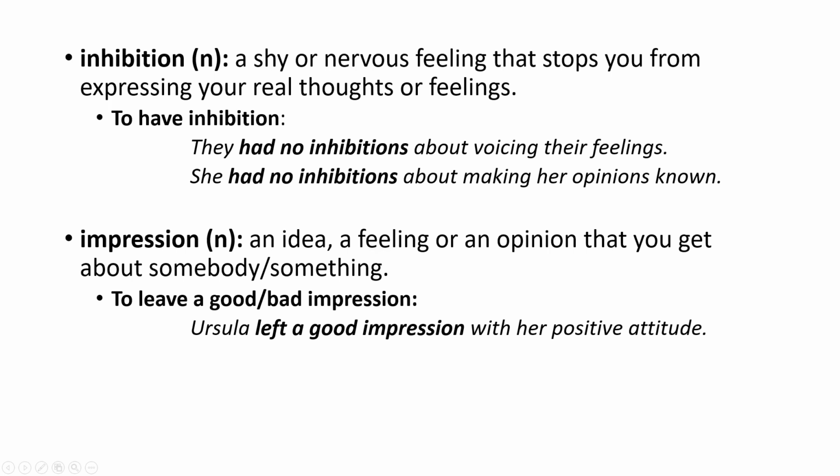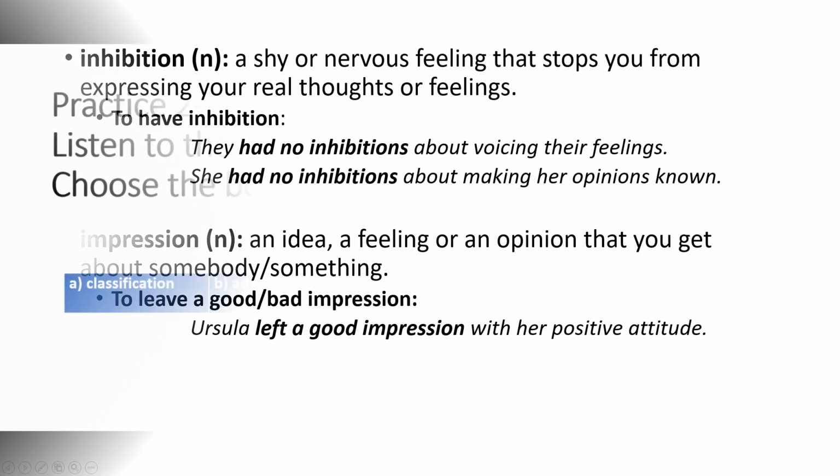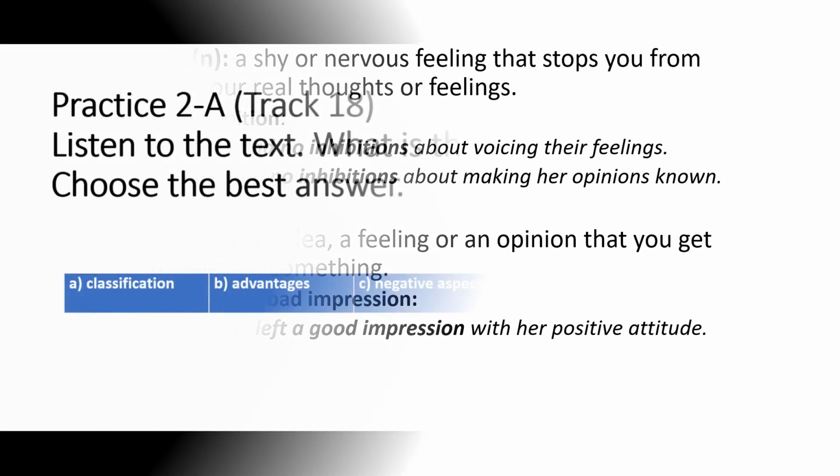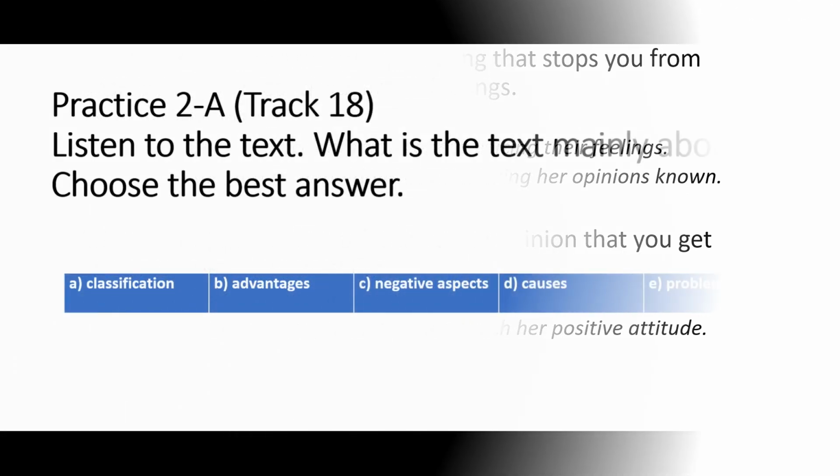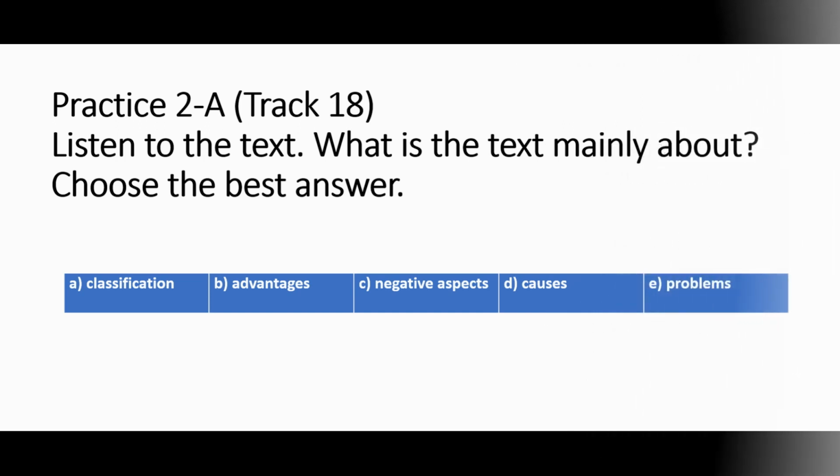The second one is impression. Impression means an idea, a feeling, or an opinion that you get about somebody. If you leave a good impression, then people will like you. Now that we have practiced these words and collocations, we are ready to move on to the second lecture. Listen to the text and choose the best answer.